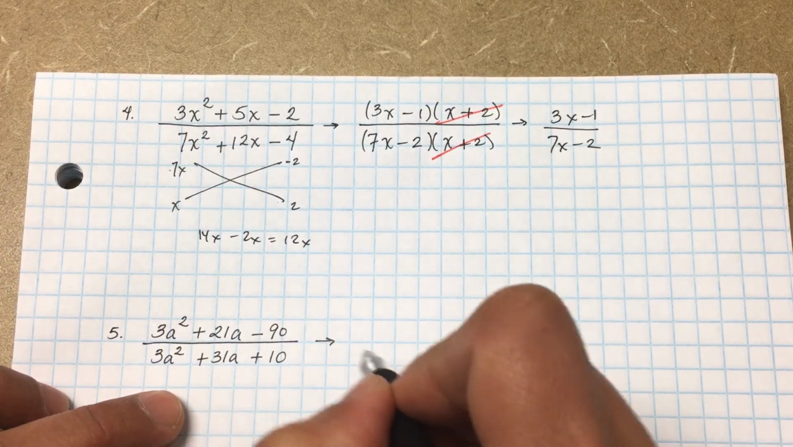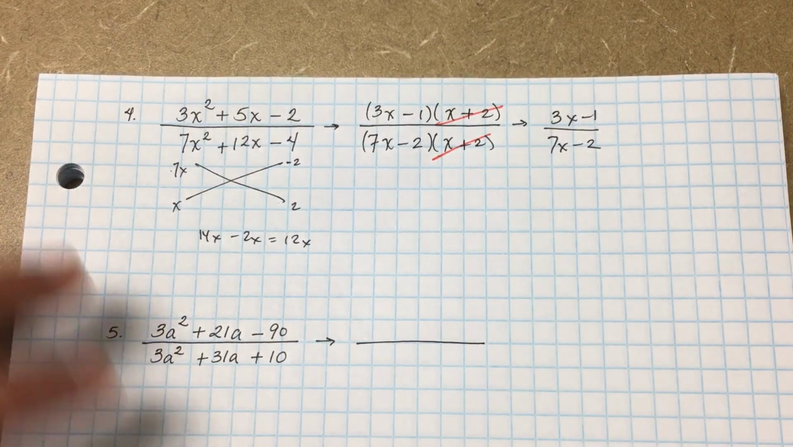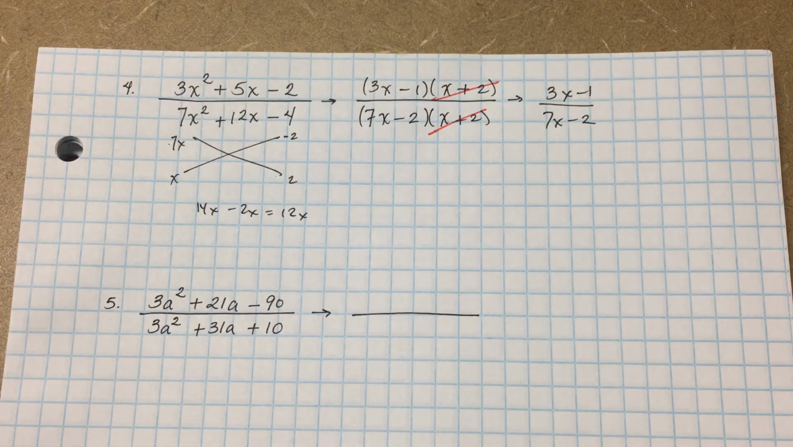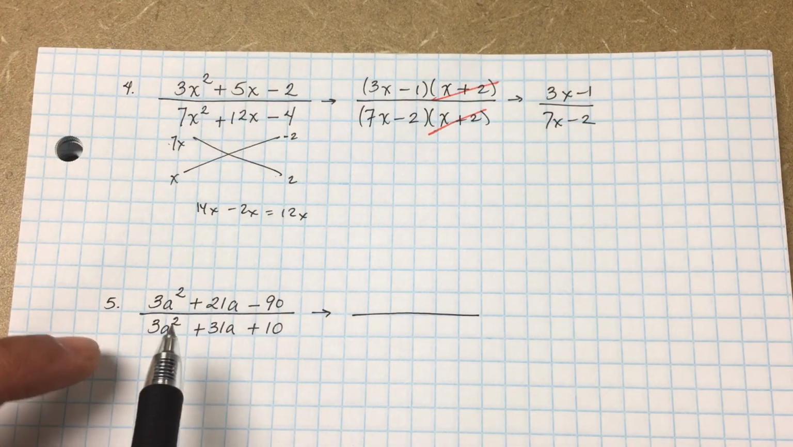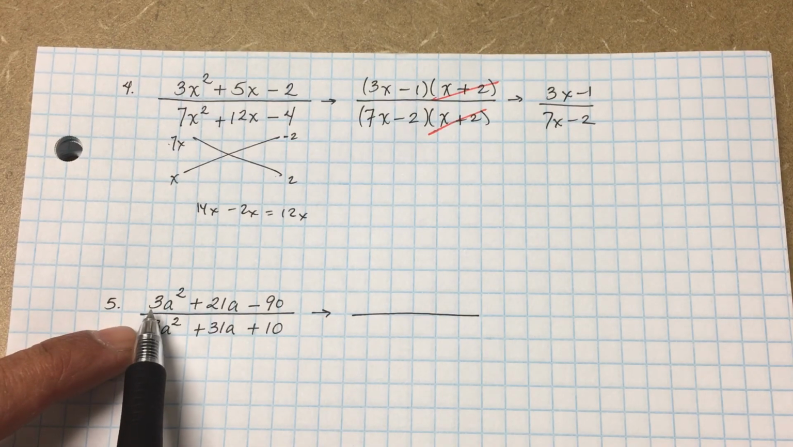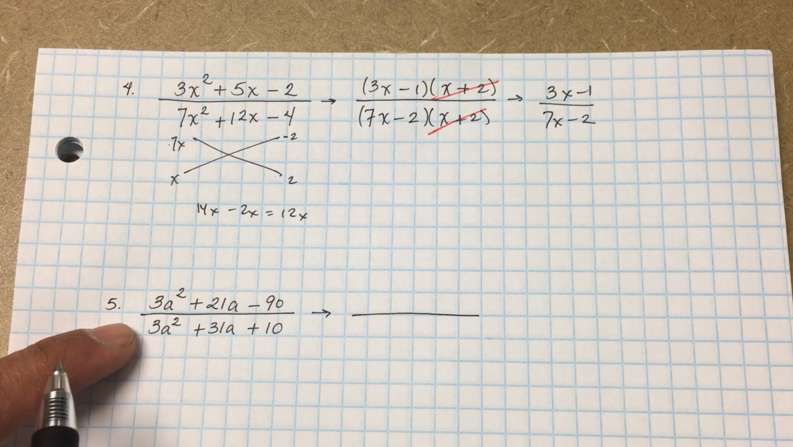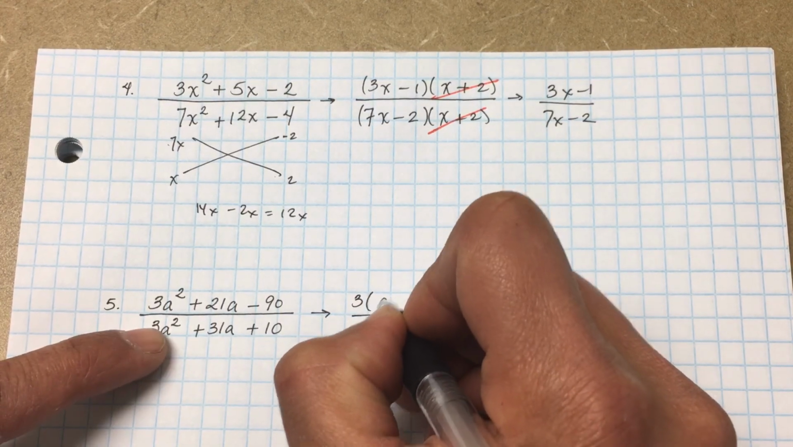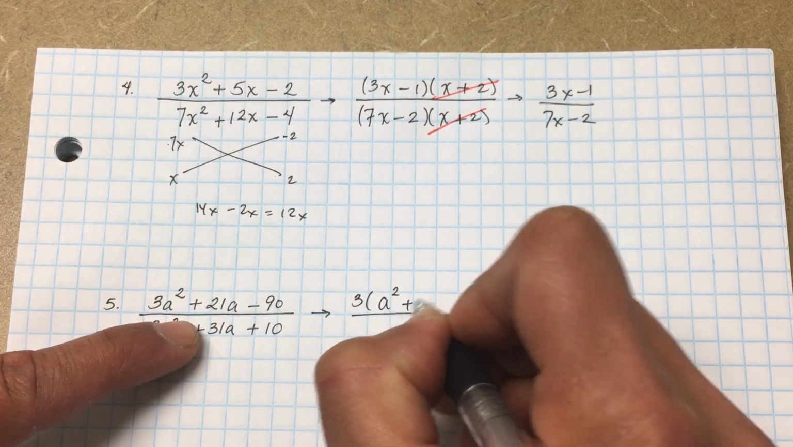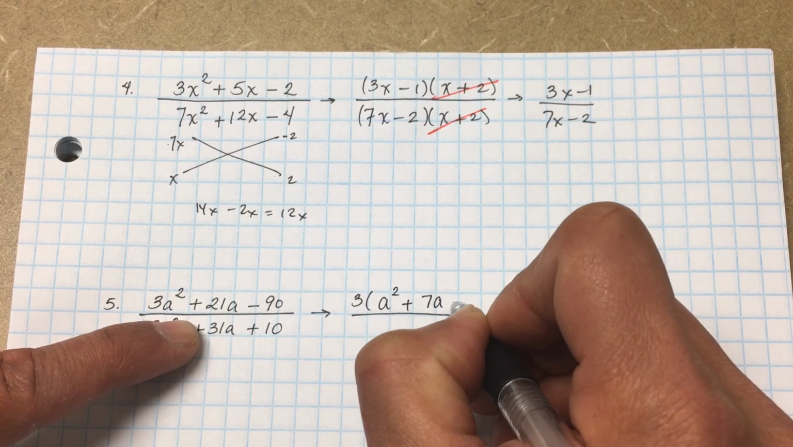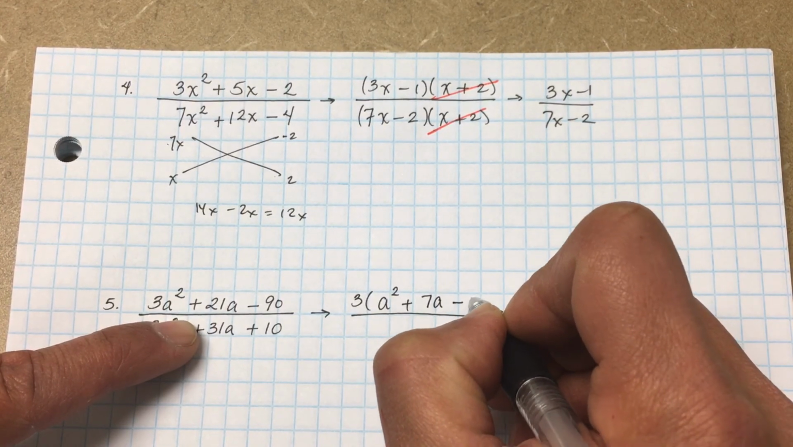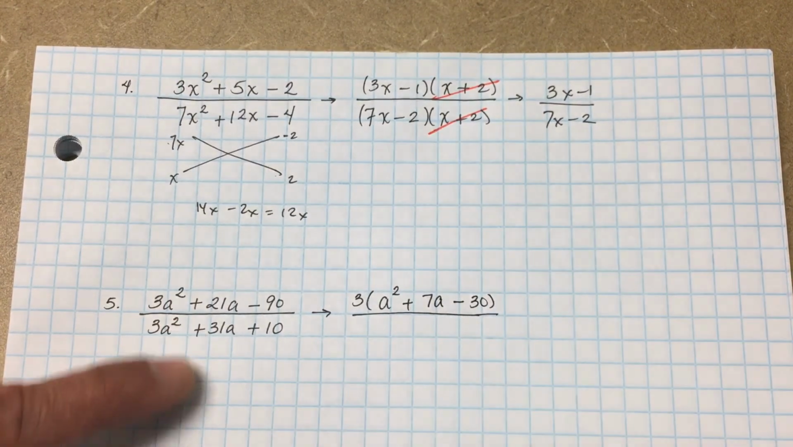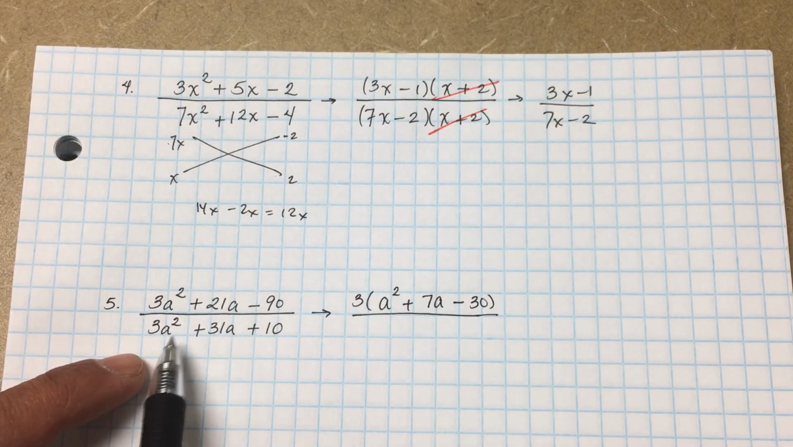Let's do number 5. Vamos a hacer el número 5. Okay, todo lo que estamos haciendo es factorizando. Now remember, the first rule in factoring, is there a common number? La primera regla de factorización, ¿hay un número en común? 3, 21, and 90. Yes, you can take out a 3 first. Vamos a sacarle el 3. So you're left with a squared plus 7a minus, what is that, 30? There you go. All right, you can't do that on the bottom. No se puede hacer eso abajo.